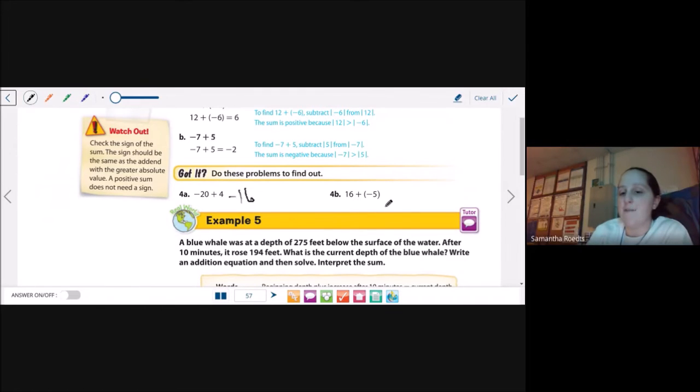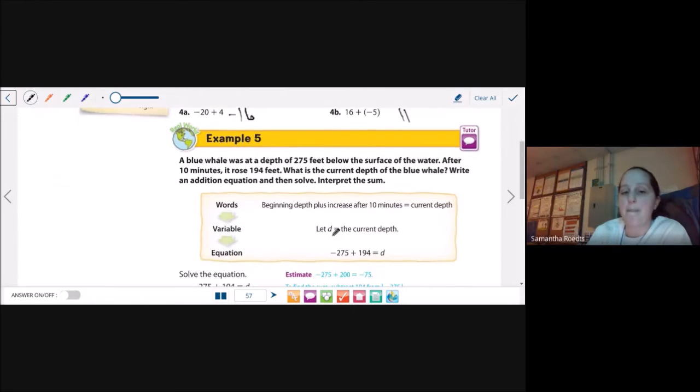16 plus -5, different signs, so I subtract. 16 minus 5 is 11. 16 is the larger number. 16 is positive, so my answer is positive 11.